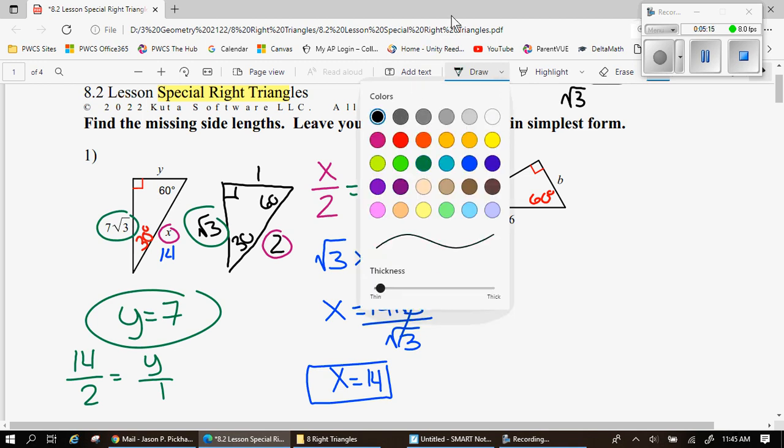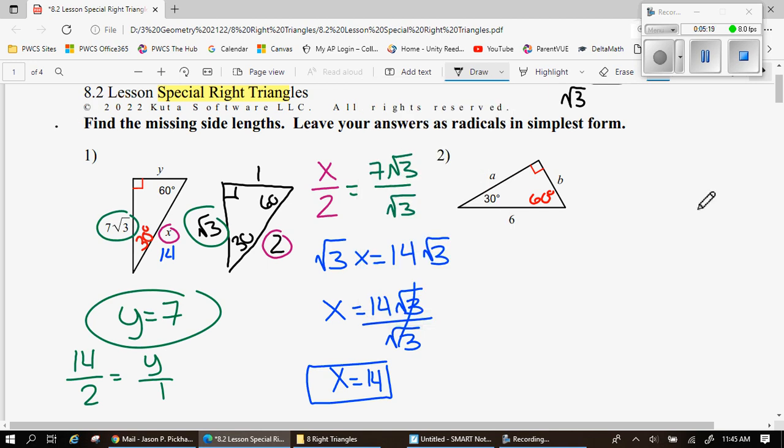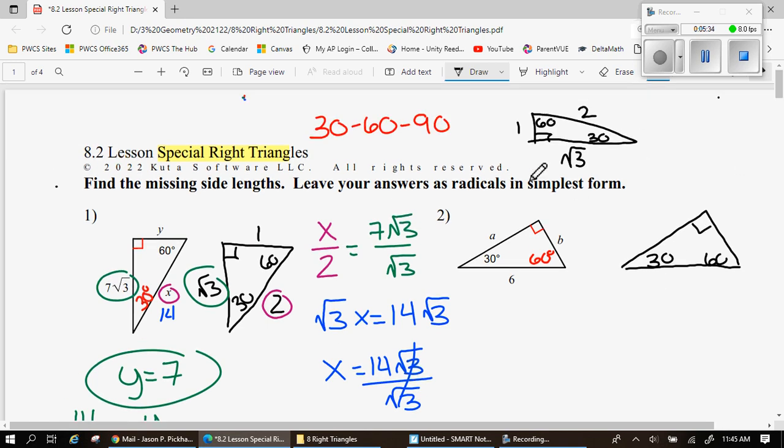So let me set up another one here. I always start with drawing another triangle, and there are other methods. This is just the method I use. I draw it in the same orientation as the triangle I have, and I label the sides based on our general special right triangle. So across from 30 is 1, across from 60 is root 3, and across from the hypotenuse is 2.